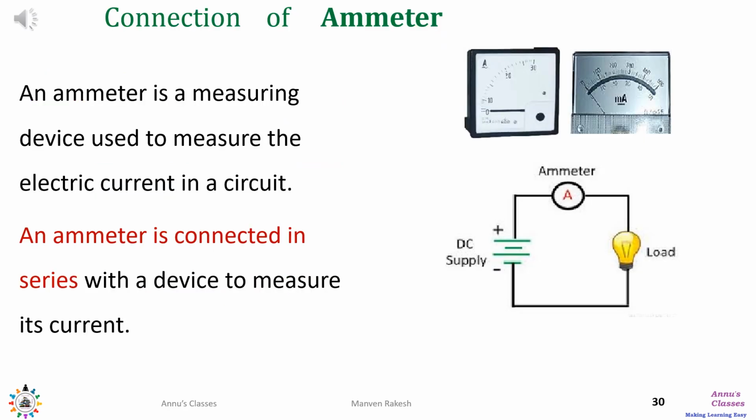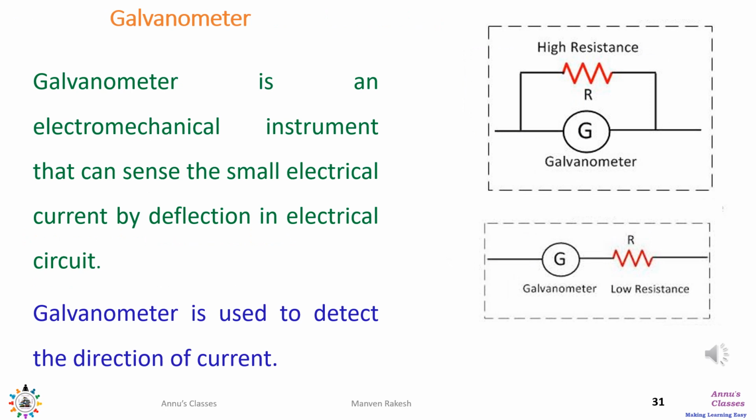Current is measured using a device, ammeter, as shown in the figure. To measure a small amount of current, a milliammeter or microammeter is used. Ammeters are always connected in series with the device through which the current is measured.